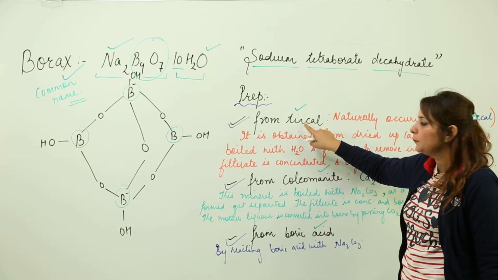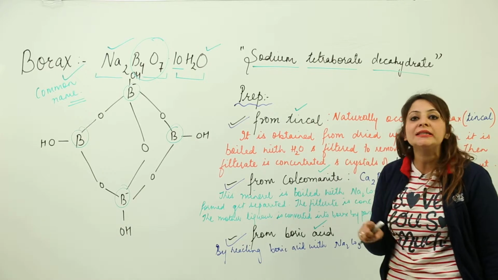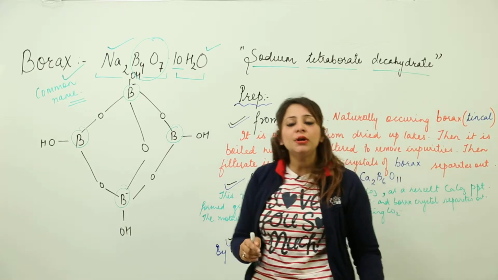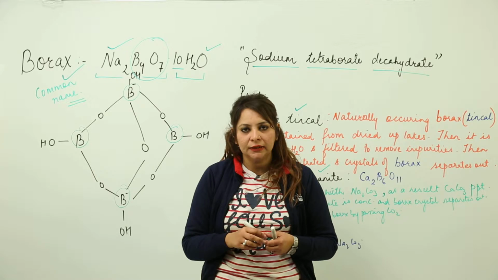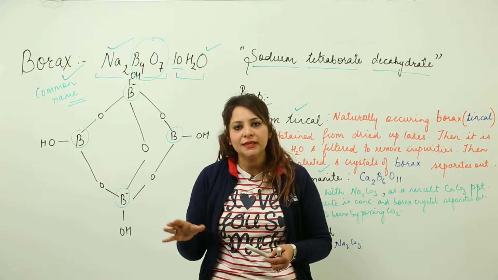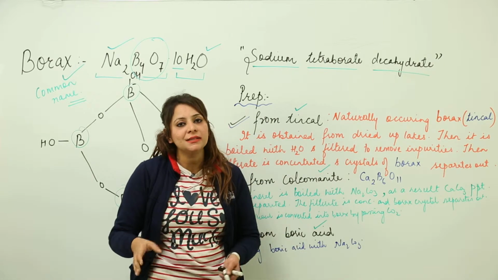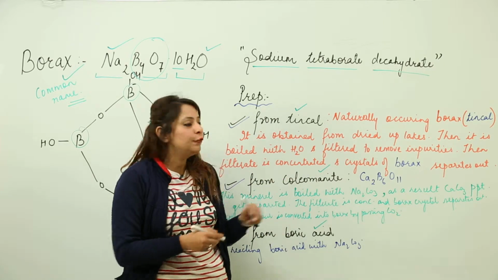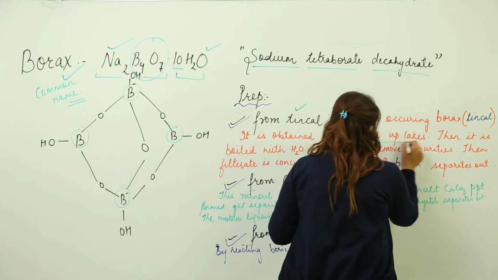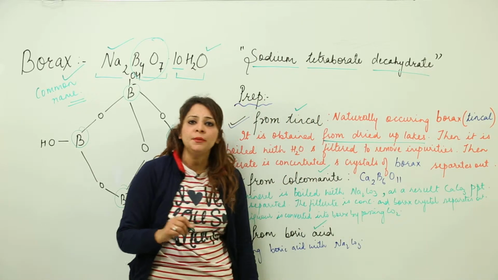The first preparation we will start with is from tinkal. Now the question is, what is tinkal? Naturally occurring borax is called tinkal, and you know where we find it: it is obtained from dried up lakes. It is collected from the dried up lakes.